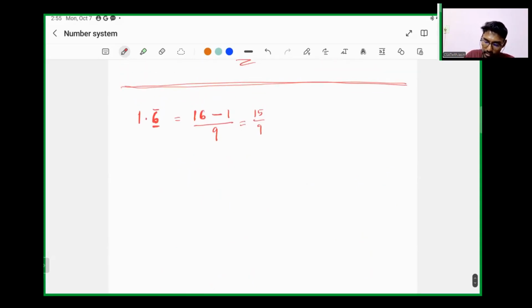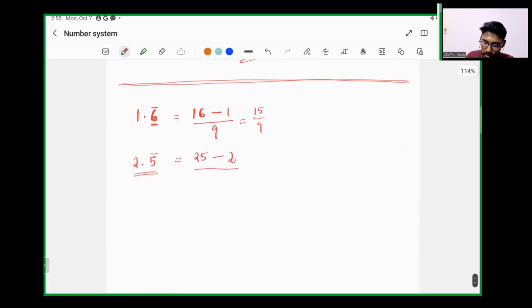The second question we did was 2.5 bar. What you need to do is write all the digits as a number, 25, minus the digit which is not repeating. Here 2 is not repeating, 5 is repeating. So you write 2, divided by 9, since only one number is repeating. So the answer will be 23 by 9. This is how you can do it easily.